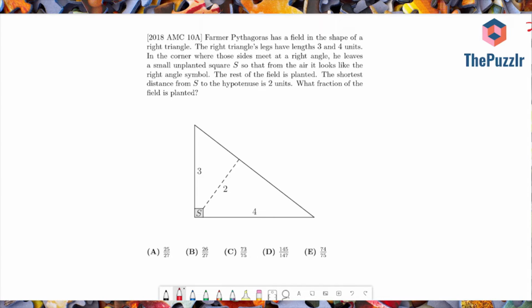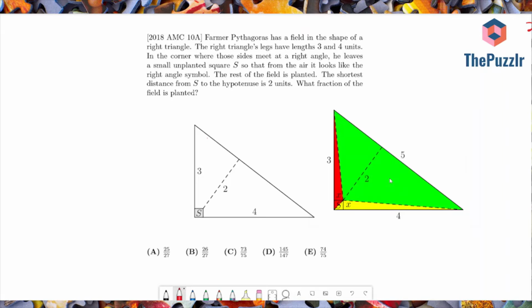Okay, so for this problem, we're basically asked to find the area of the white area over the total triangle. We know the area of the total triangle. That's given to us, 3 and 4. You multiply them, divide by 2, you get an area of 6. But we don't really know how to find the area of the white regions. Luckily, we can draw in some lines and split it into easier triangles to make the problem easy for us.